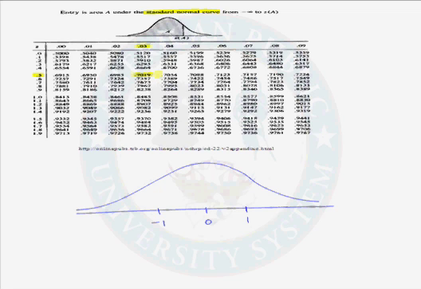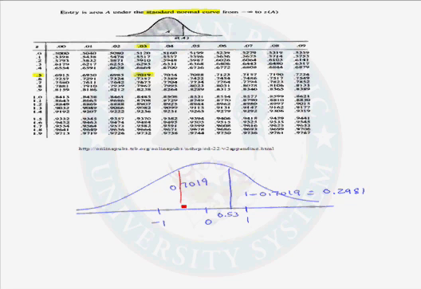And we see that the area to the left of a z-score of 0.53 is 0.7019. In our normal curve, we have our z-score of 0.53. The area to the left of that is 0.7019, which leaves 1 minus 0.7019, or 0.2981 above 0.53.